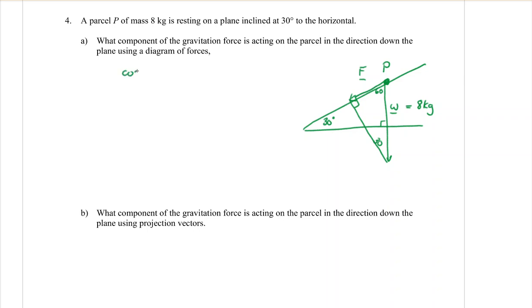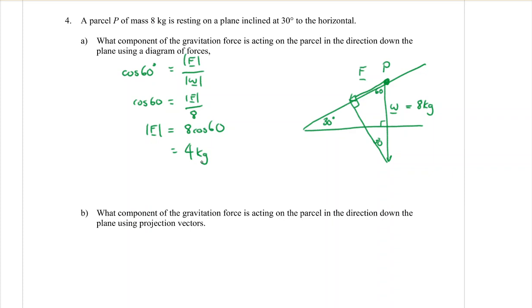So cos of 60 degrees is going to be the adjacent, which is the length of F. It's going to be lengths, okay? It's not the whole vector, just the length of F, over the length of W, which is going to be my 8 kilograms, because I'm not doing directions on those. So that's cos 60 equals length of F over 8. So my length of F is equal to 8 cos 60, which is indeed 4 kilograms.